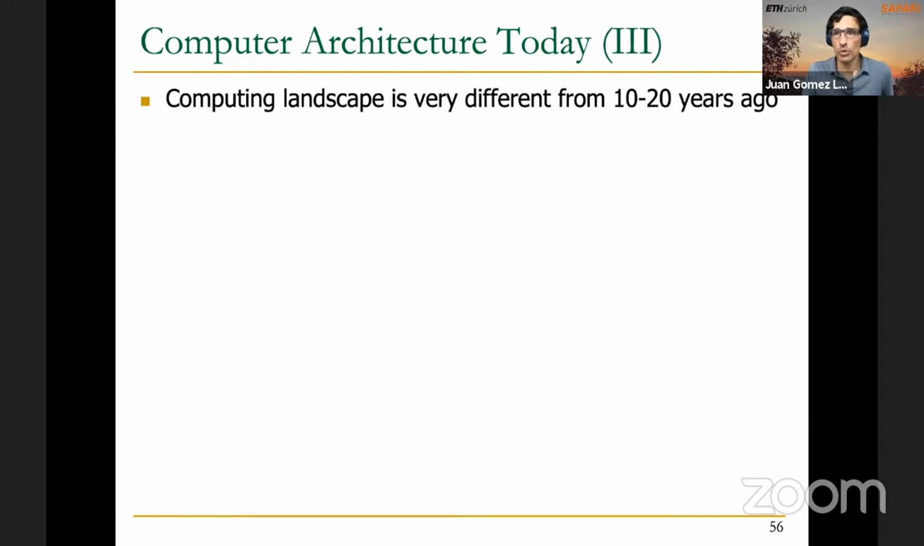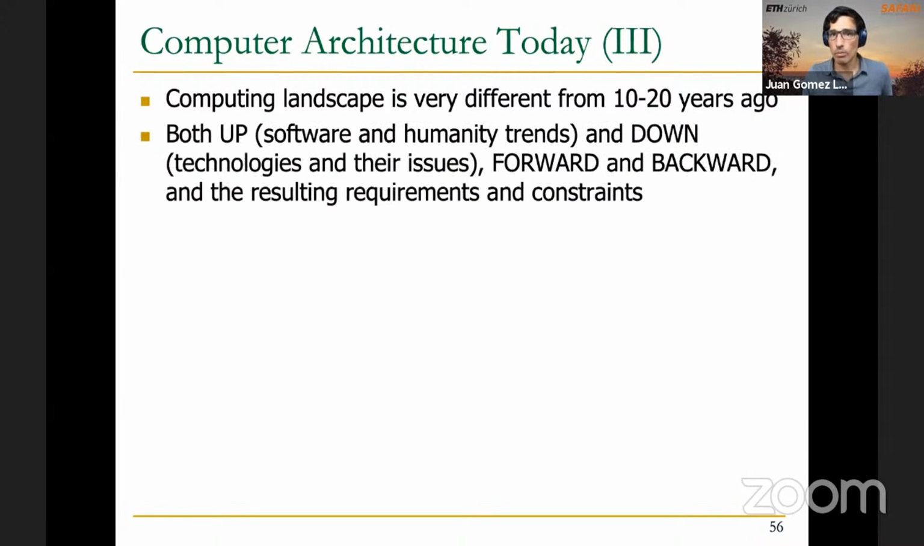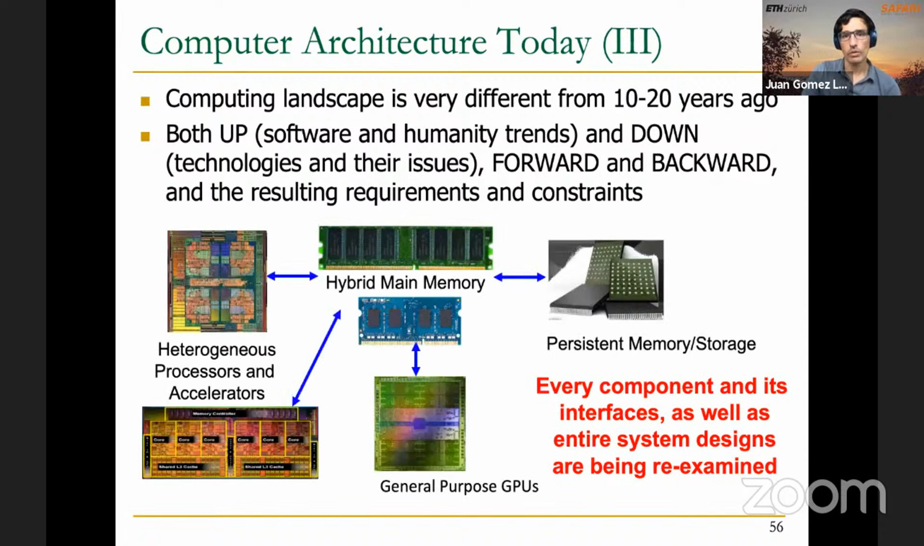And actually, if you look at computer architectures today, you will see that the computing landscape is very different from what it was 1 or 2 decades ago, right? It's different in the upper part, the software and the humanity trends, and it's also different at the bottom layers, right? The technology and so on. So that's what we have to do, re-examining all the components of the system, make them more efficient, adapt them to the new challenges of the new times and to the new problems and applications that appear or start becoming important.